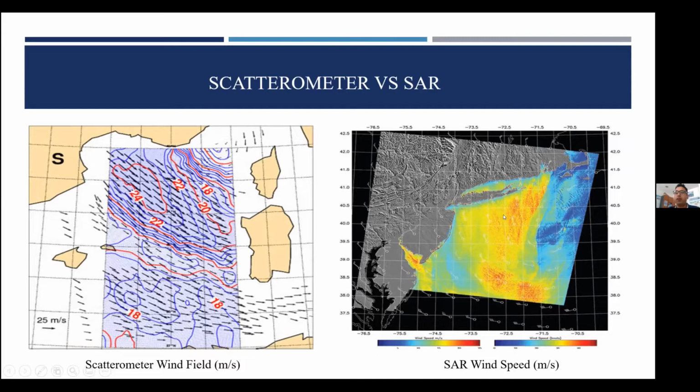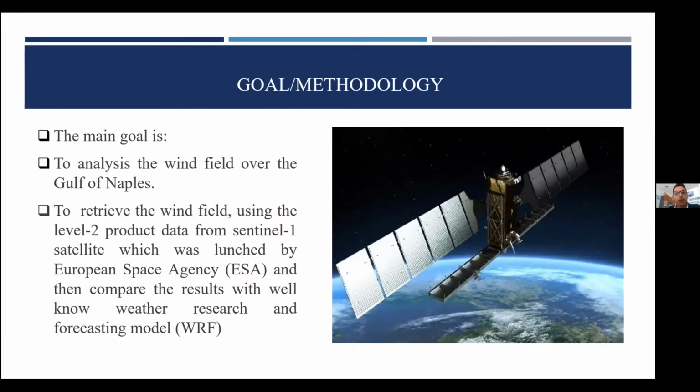In the SAR sensor, the resolution is about 5 to 10 meters, giving a finer resolution wind field near the coastal area. This is very important from an economic point of view as well. So our main goal is to analyze the wind field over the Gulf of Napoli.